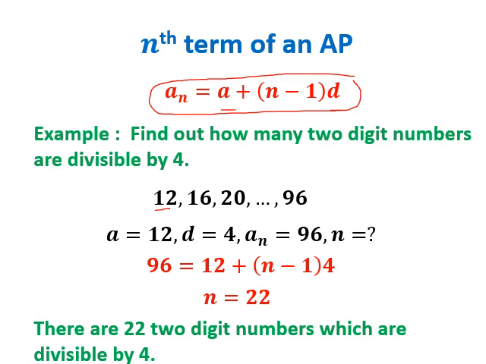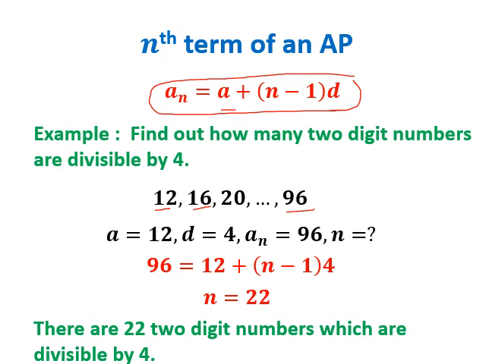Similarly, the next number will be 16, and we find the largest two-digit number divisible by 4 will be 96. Now observe carefully. This forms an AP since the common difference will be 4. 16 minus 12 is 4, 20 minus 16 is 4, 24 minus 20 is 4, and so on.